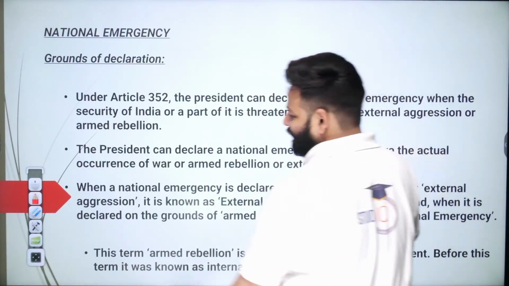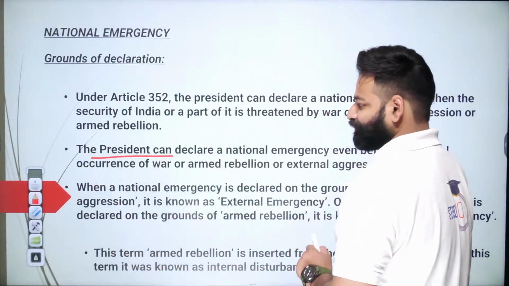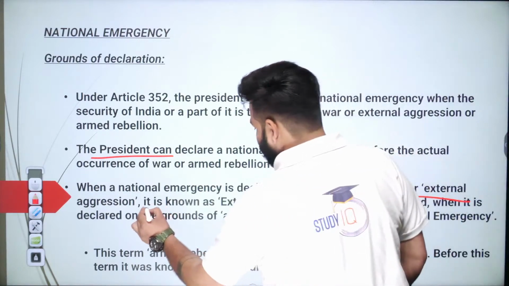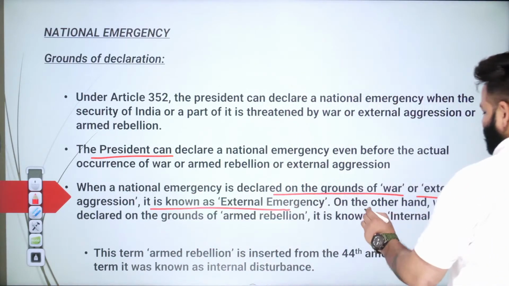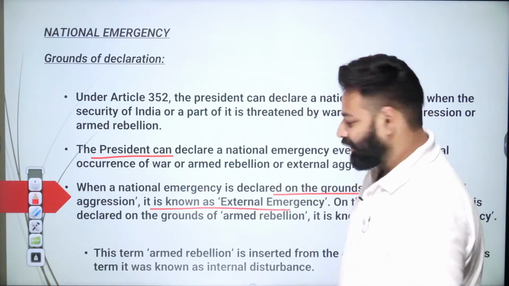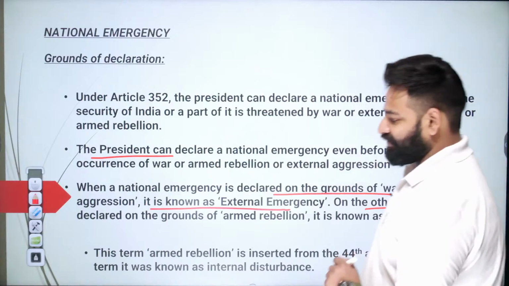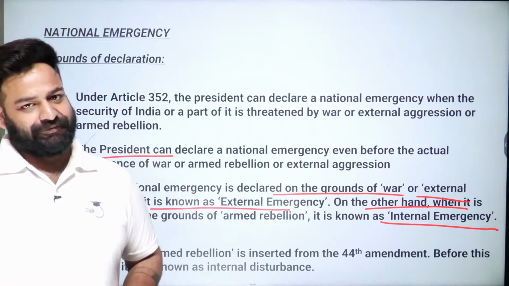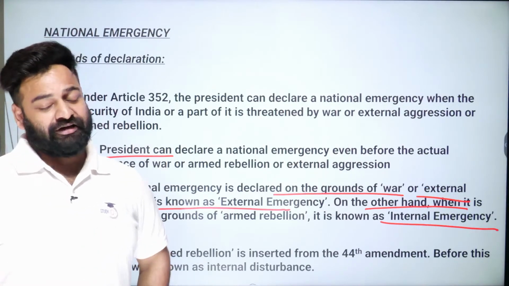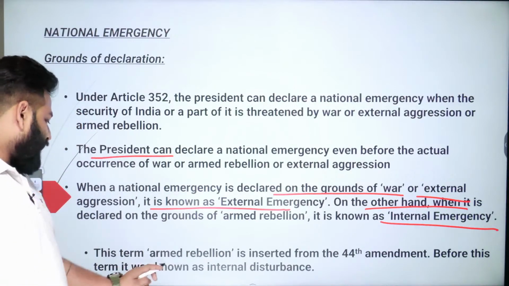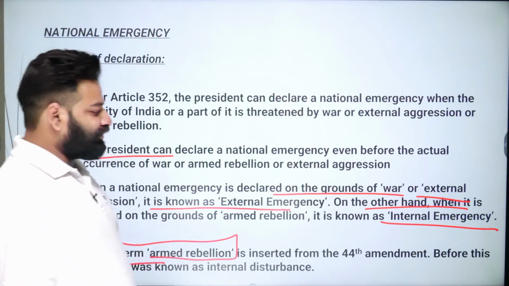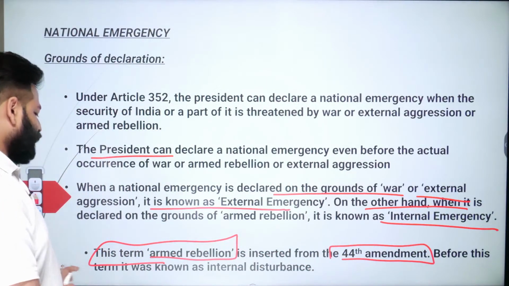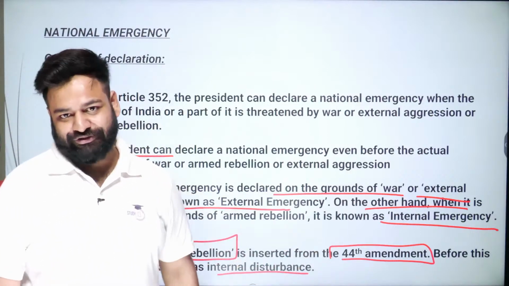So who can declare that? The President of India can declare that. When a national emergency is declared on the grounds of war or external aggression, it is known as external emergency. Whereas if it is declared on the grounds of armed rebellion, it is known as internal emergency. Now the twist. The word armed rebellion, precisely, was added only through the 44th Constitutional Amendment Act, and before that this term was known as internal disturbance, right?